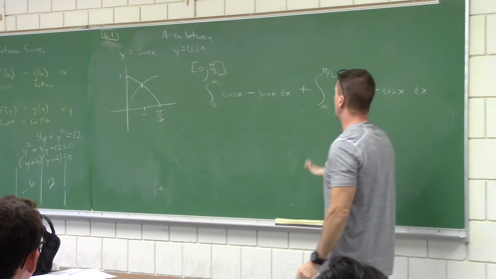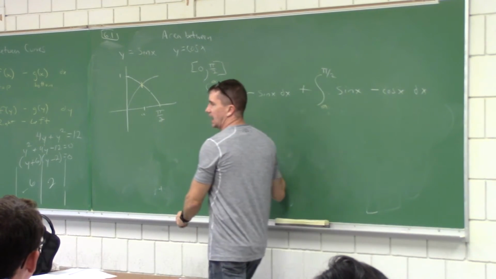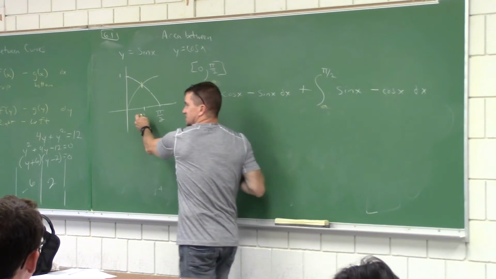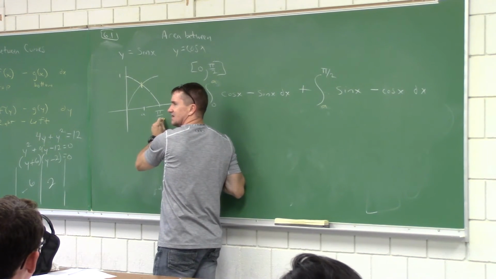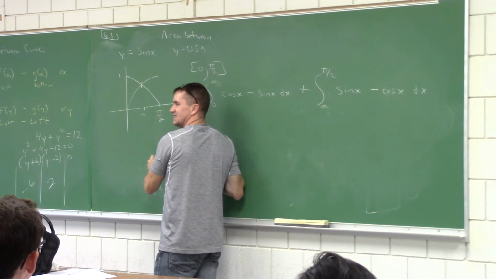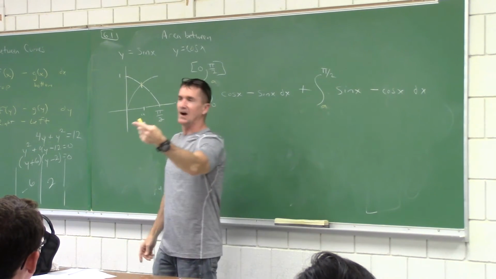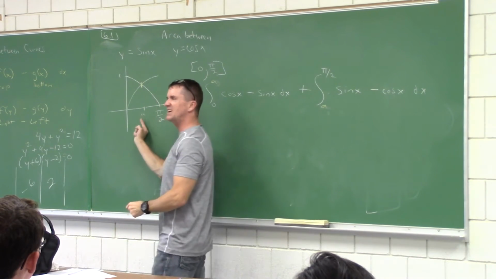Cool. Now, does anybody know a common angle where the sine of the angle is the same as the cosine of the angle? It's between 0 and pi over 4. Does anybody know what that angle is? Pi over 4. This is 90 degrees. I heard it. What was it? 45 degrees, pi over 4.